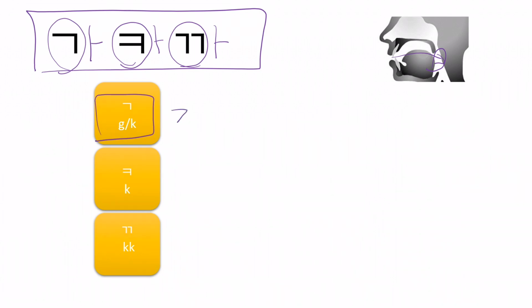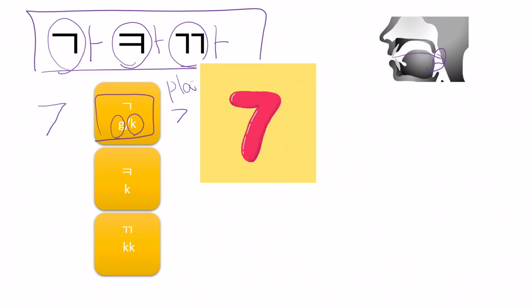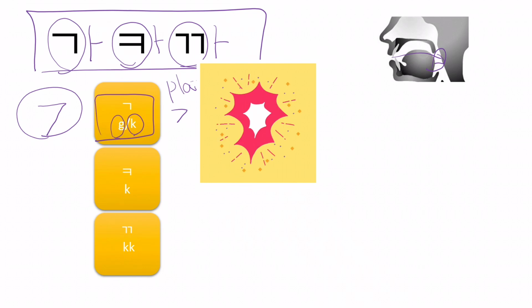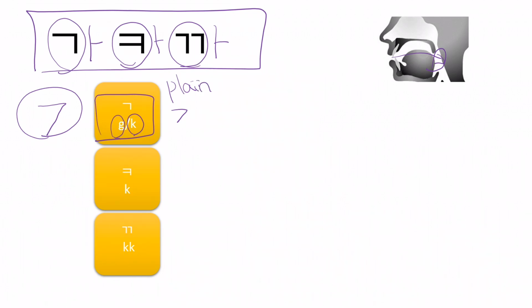The g sound is a plain sound, and always remember the Korean plain sound is much lighter and it has less vibration than the English g sound. That's why it's a sound between g and k. Now the g sound looks like the number 7. Number 7 is lucky, it's good luck, so it is a g sound.